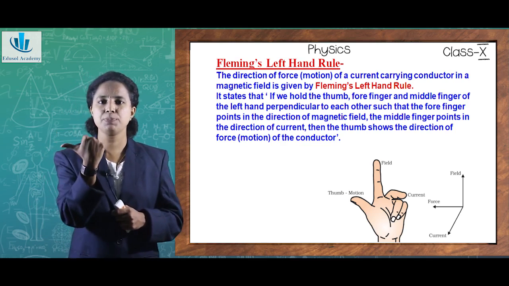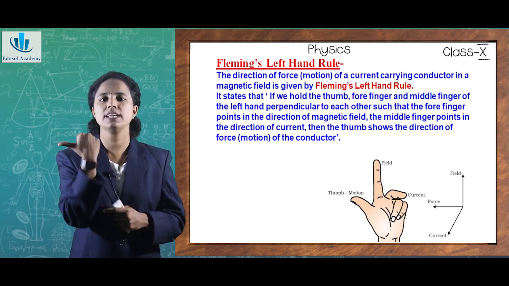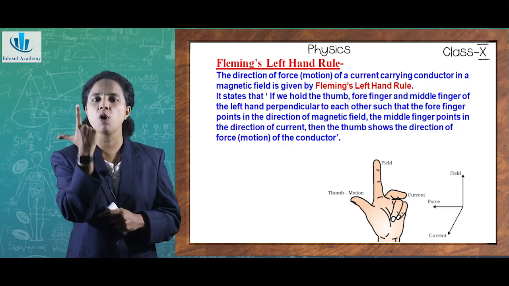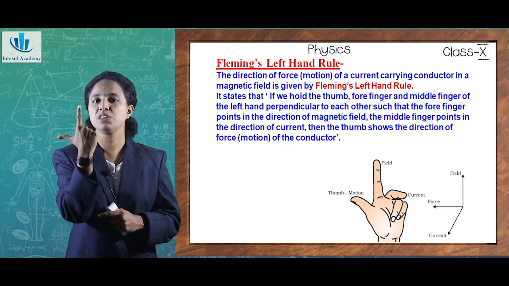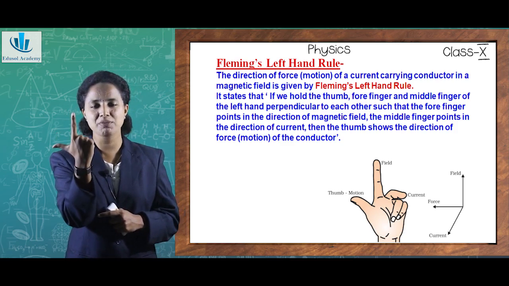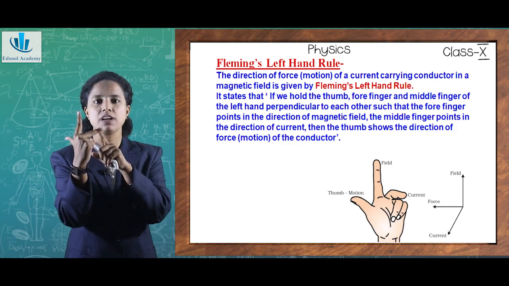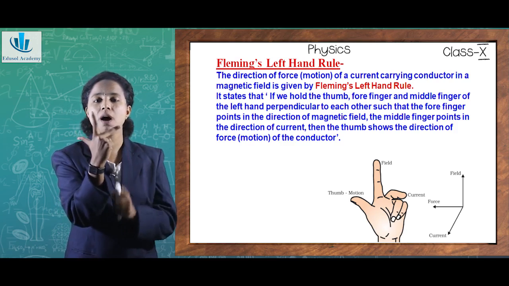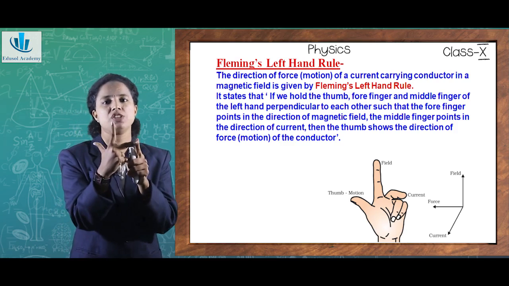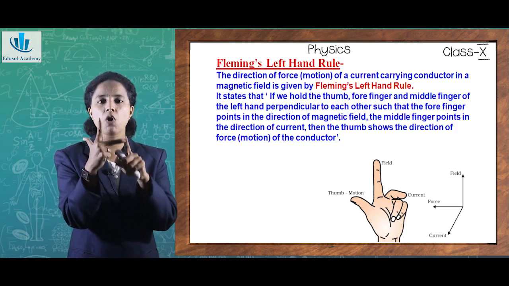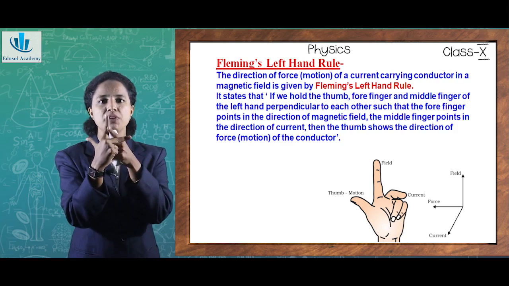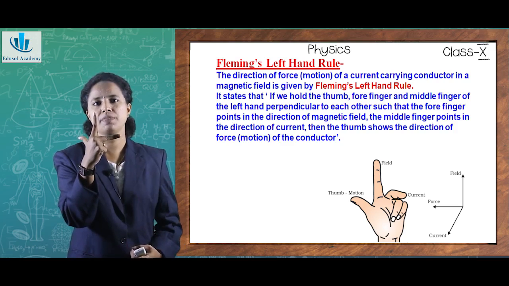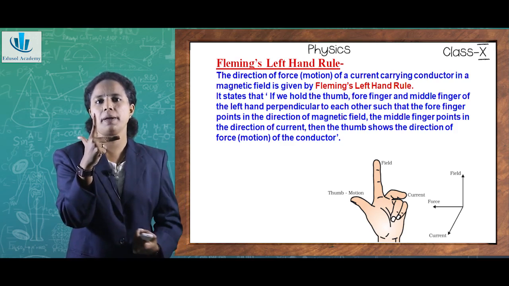This particular thumb shows the direction of motion or force, my forefinger points to the direction of the magnetic field, and this finger points to the direction of current, and they are all perpendicular to each other, isn't it? So, if we hold the thumb, the forefinger and the middle finger of the left hand perpendicular to each other, what are the directions showing?